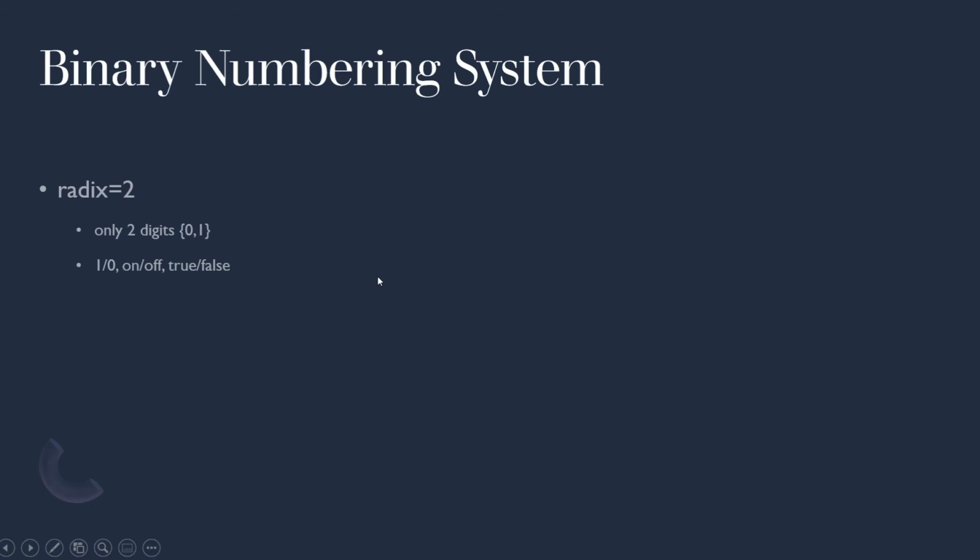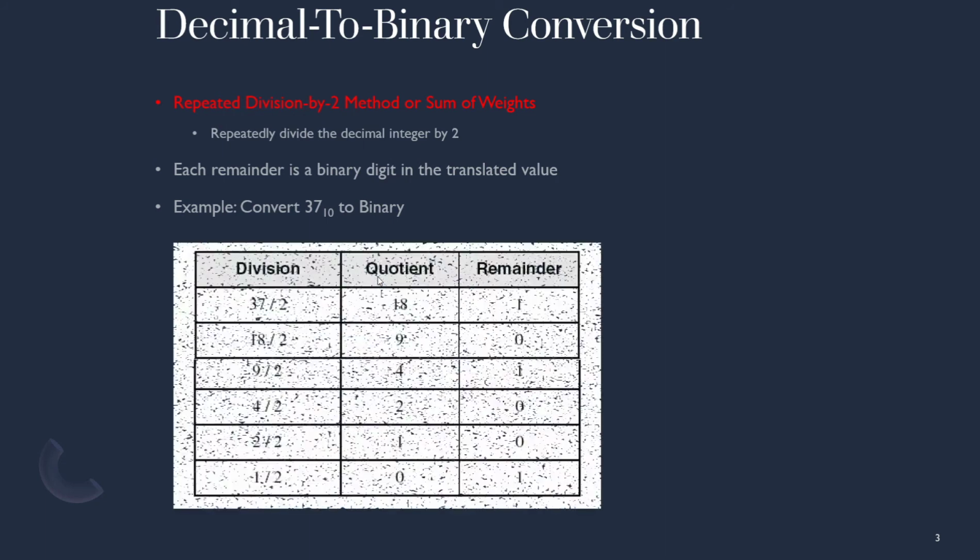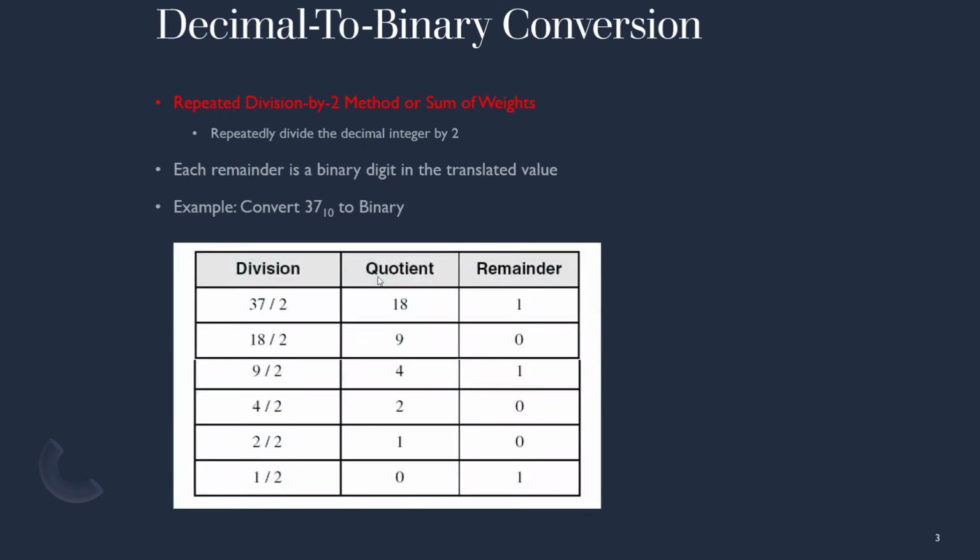So the binary numbering system has a radix of 2. It's only two digits, either 0 or 1. The computer pretty much talks in binary. So it's 1 or 0, on or off, true or false. So how do we convert from base 10 to base 2?